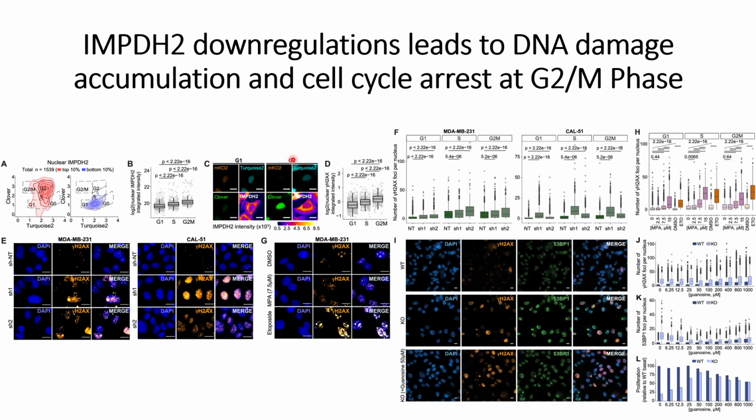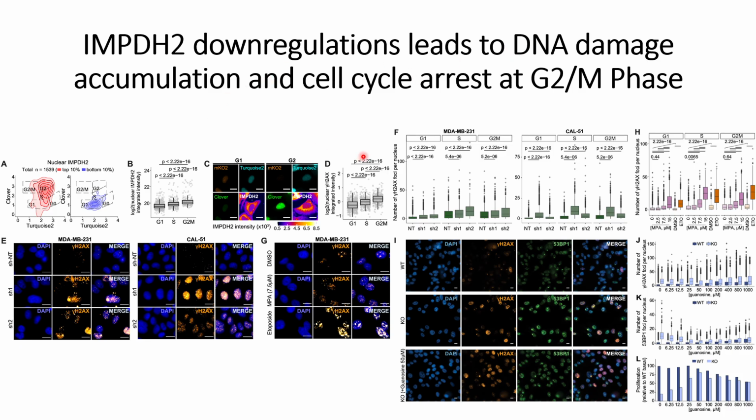And these things are also quantified, and here they have quantified the markers for the DNA damage, and what they have found out is that DNA damage is higher in the case of G2 and M phase compared to the other phases. This indicates that cell cycle arrest is occurring. Cell cycle arrest usually occurs in the phase of G2 and M, where the DNA damage is accumulated.